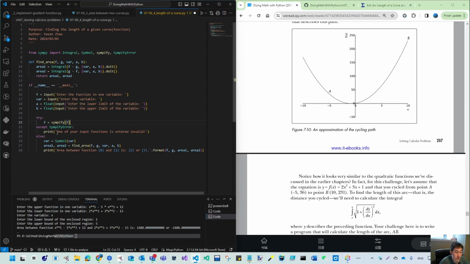Your input function is as before, and the variable is still the same, and we are not creating the area. So let's see the length. What are the arguments? We have f, a variable, and a and b. We don't need g. We only need to print out the length.